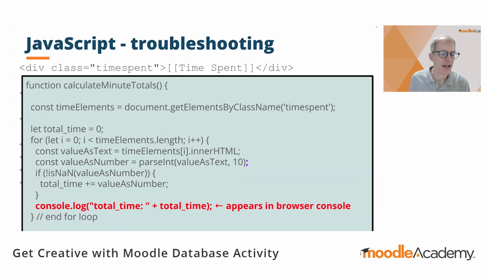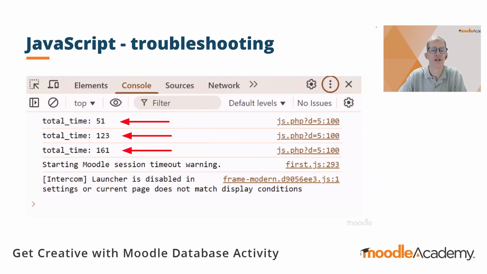Okay. And just showing you a quick screenshot of the JavaScript console log. To see the JavaScript console in most browsers, just right click on the page and choose inspect. Then you can find the console. Here in this example console, you can see the total time values appearing in the loop. Every time it goes through the loop, it prints out total time, total time, total time. So you can see it's adding up correctly. That's an example.